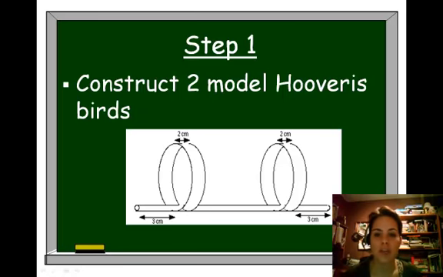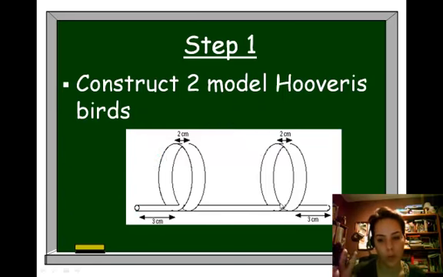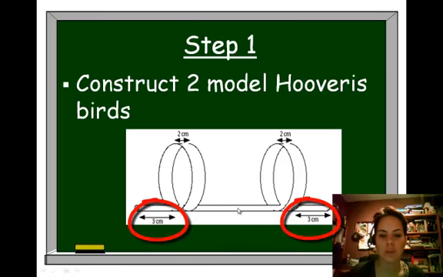The first thing you're going to have to do to complete this activity is to successfully construct 2 Hooveris birds. So as you can see in the diagram provided, you will need 1 straw and 2 loops of paper that are 10 centimeters by 2 centimeters. You then tape these 2 wings 3 centimeters from each end. Pretty easy, just do this twice.